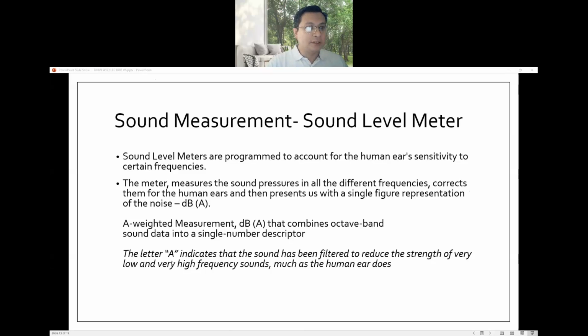Now, sound measurement, sound level meter. Sound level meters are programmed to account for the human ear's sensitivity to certain frequencies. Once we capture the frequency, we can understand which range is not acceptable to humans, so maybe we can do prevention. The meter measures the sound pressure in all the different frequencies, corrects them for the human ear, and presents us with a single figure representation of noise.